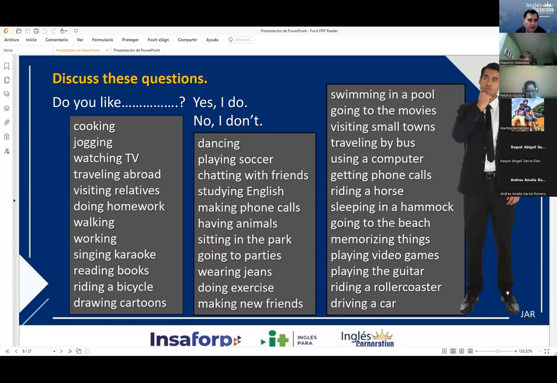singing karaoke, reading books, riding a bicycle, drawing cartoons, dancing, playing soccer, chatting with friends, studying English, making phone calls, having animals, sitting in the park, going to parties, wearing jeans, doing exercise, making new friends, swimming in a pool, going to the movies, visiting small towns, traveling by bus, using a computer, getting phone calls, riding a horse, sleeping in a hammock, going to the beach, memorizing things, playing video games, playing the guitar, riding a roller coaster, and driving a car.